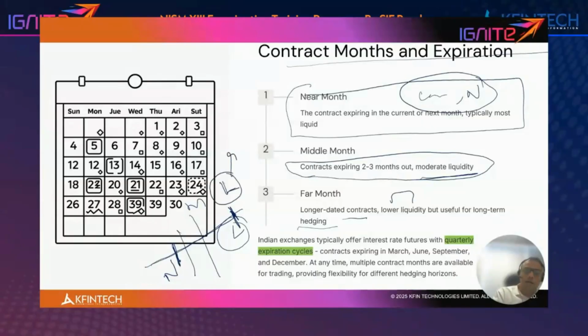Suppose I have a 100 million liability 12 months from now, and I want to hedge the interest rate. I will enter into a long term futures contract which will expire near to this liability, so that this liability is hedged and my balance sheet or my investment strategy is completely hedged. So in that scenario, I will enter into a long dated contract where my liabilities are long term.